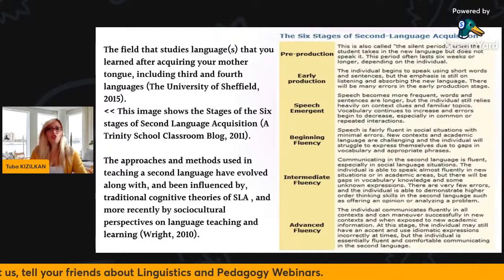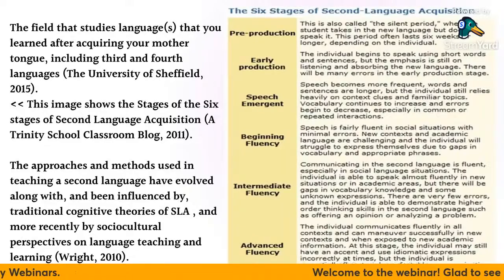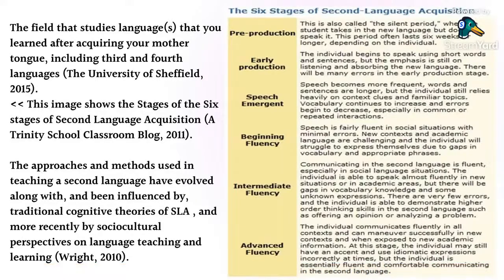And this image shows six stages of second language acquisition. The approaches and methods used in teaching a second language involve traditional cognitive theories of second language acquisition, and more recently socio-cultural perspectives on language teaching and learning, according to Wright. So we have the silent period. We call it the silent period, or pre-production stage.